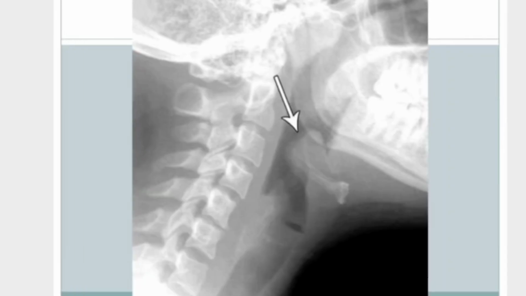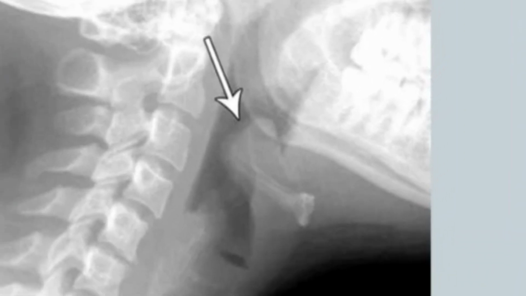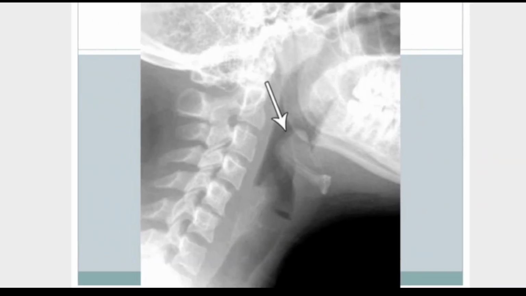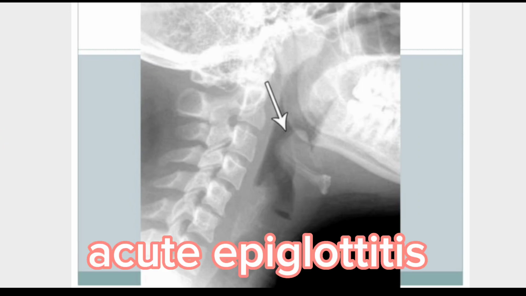This is a plain X-ray of the lateral view of the neck, which shows an increase in the size of the epiglottis. It is called the thumb sign. It is seen in acute epiglottitis. You should know the etiology, clinical features, and the treatment of acute epiglottitis.